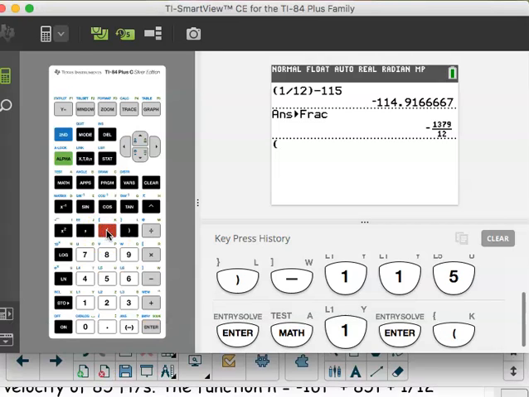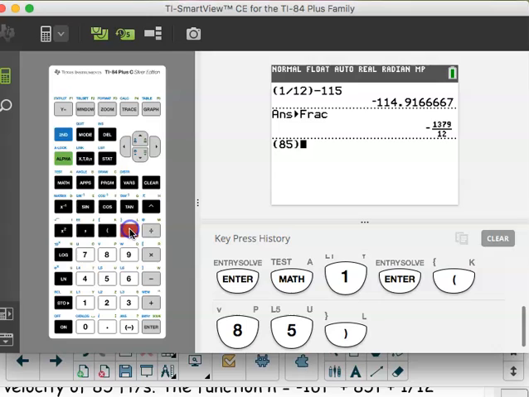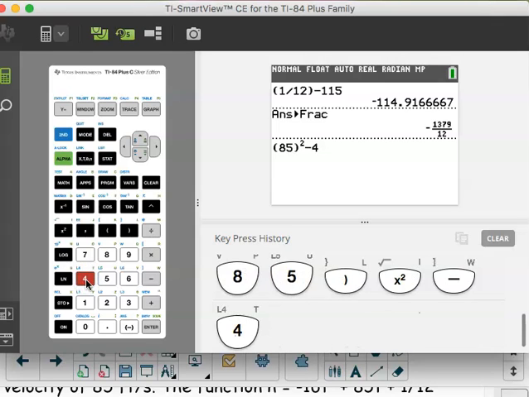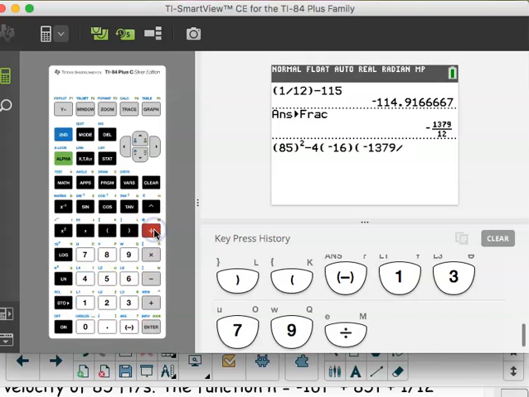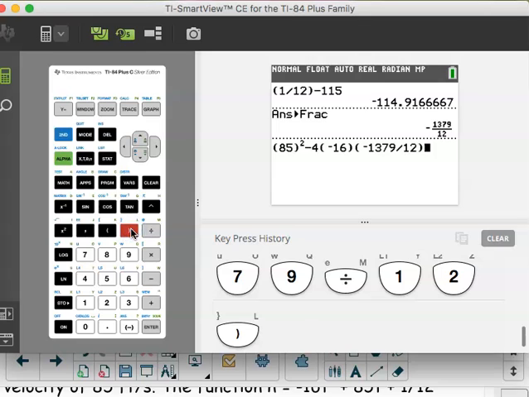Again, punch it in exactly as I had it with the parentheses and you'll be safe every time. So there's our 85 squared minus 4. And then we had negative 16. And then our negative 1,379/12. So negative 129.666, which is negative 129 2/3. But we'll write down negative 129.67.